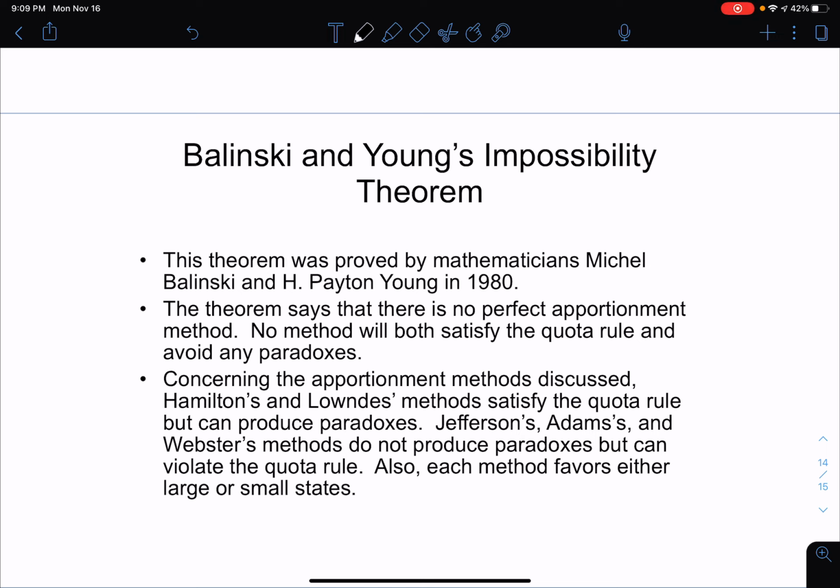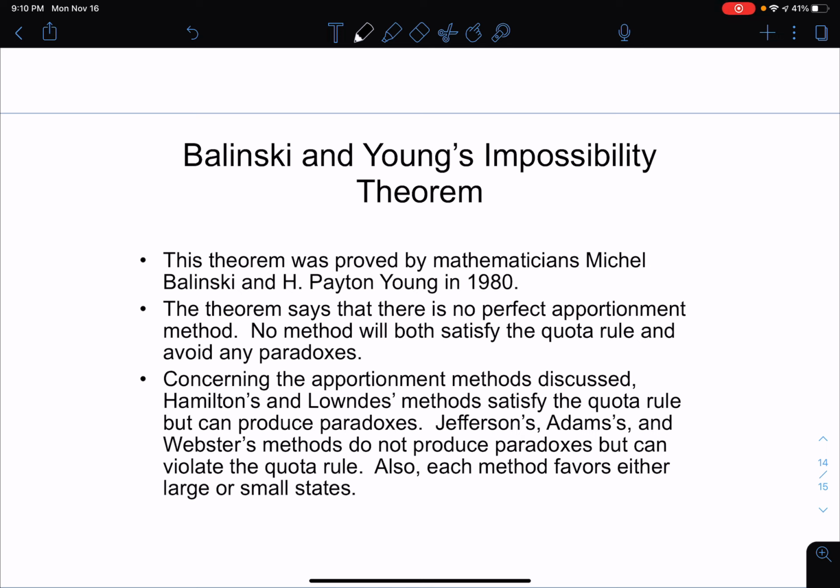And then all your others, your Webster's, Adams, those other divisor methods that we learned about, those don't necessarily follow the quota rule because you have to use that adjusted divisor. You have to do a modified divisor, modified quota. I'm trying to remember. It was Jefferson, Webster, and Adams. Those three. But anyways, in their cases, you don't get these paradoxes. Yay. But since you're using that modified divisor or modified quota, you don't necessarily follow the quota rule.